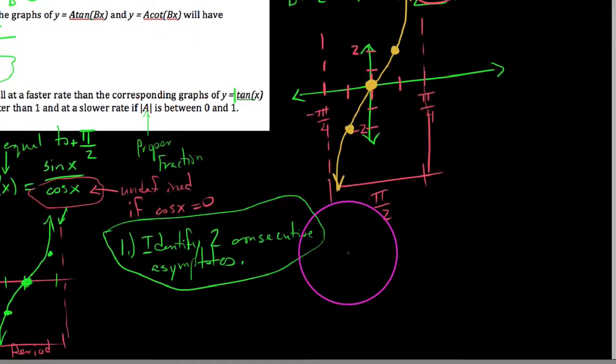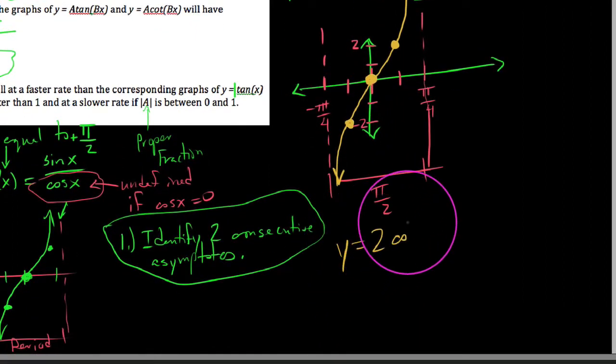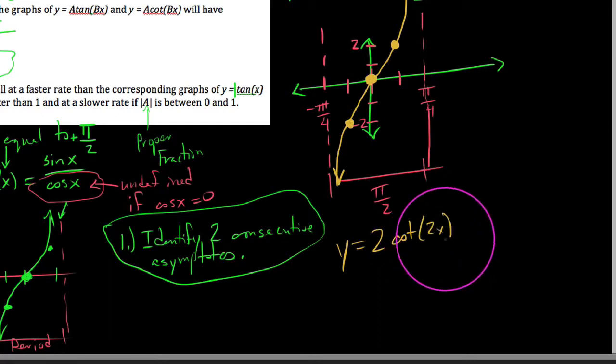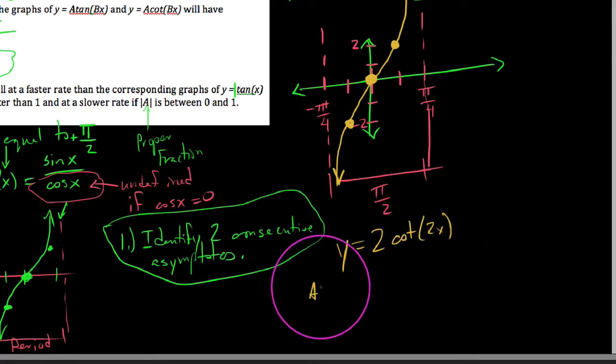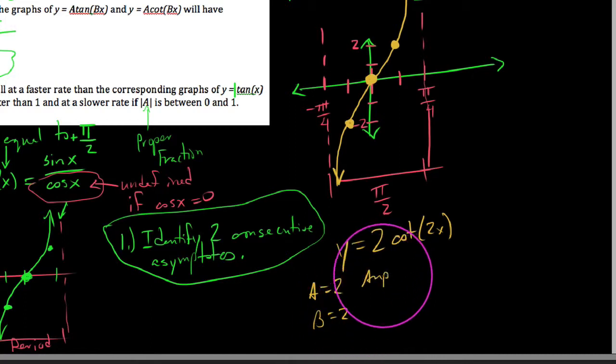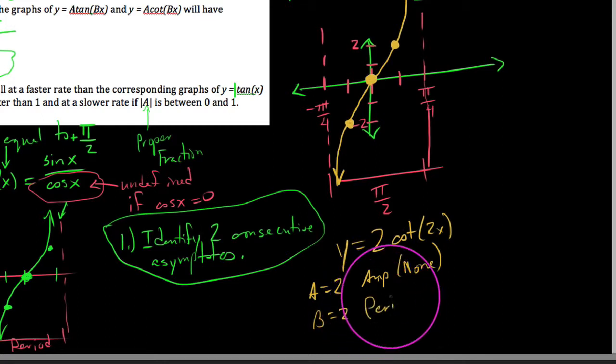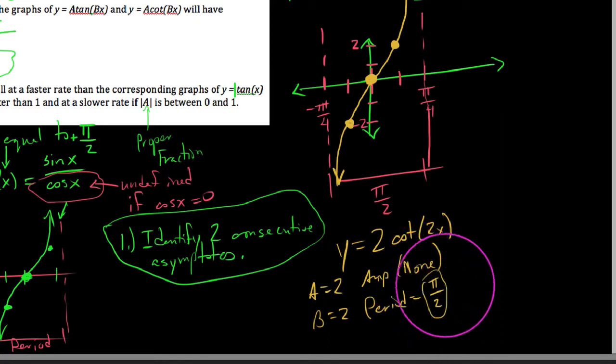If we were to do a cotangent, very quickly, we say y equals 2 cotangent 2x. Let's just go ahead and hammer this one out. We say a is 2, the b value is 2, so amplitude, none. Period. We'll take the normal period of cotangent, which is pi, and divide it by b, which in this case is 2. So the period is pi halves.